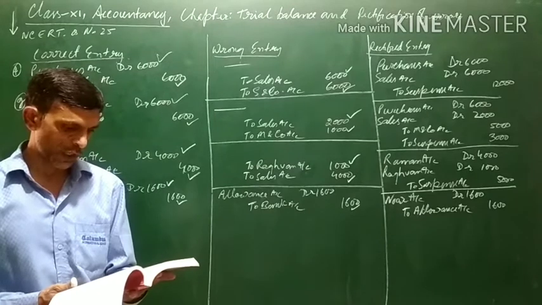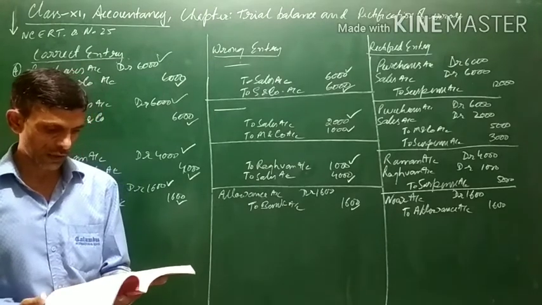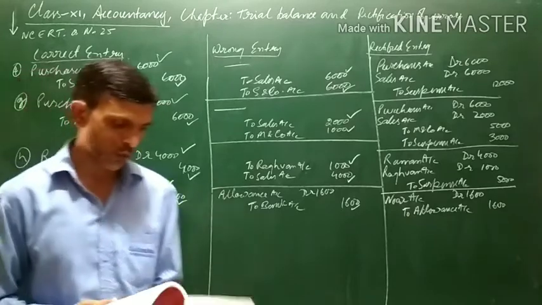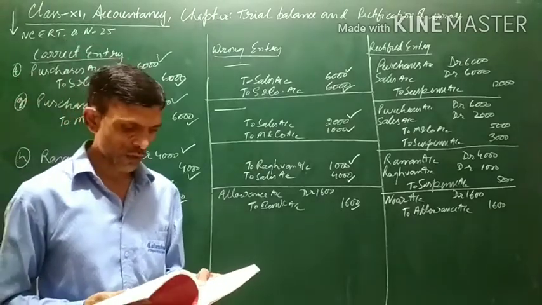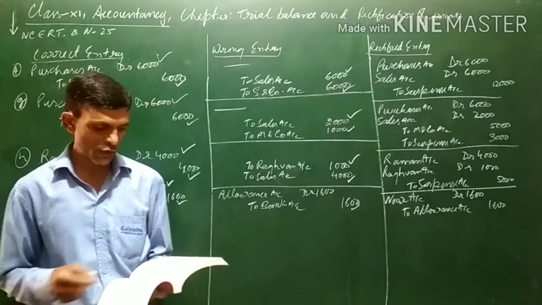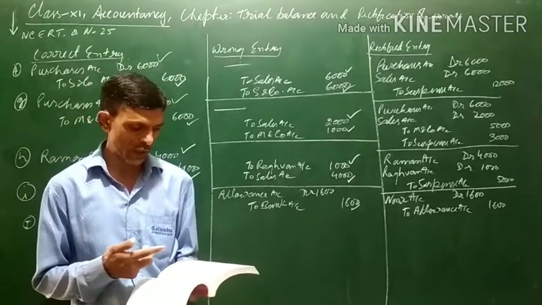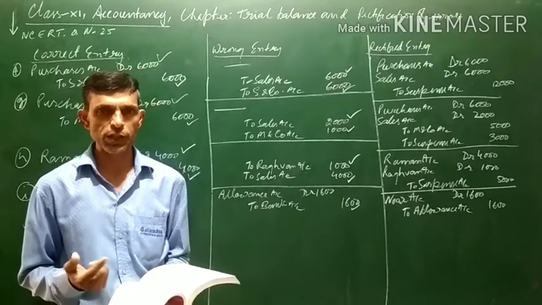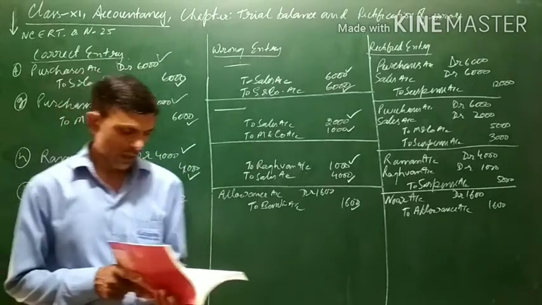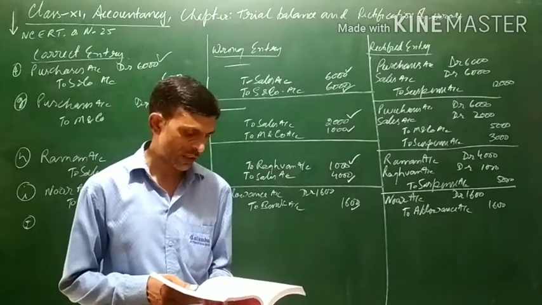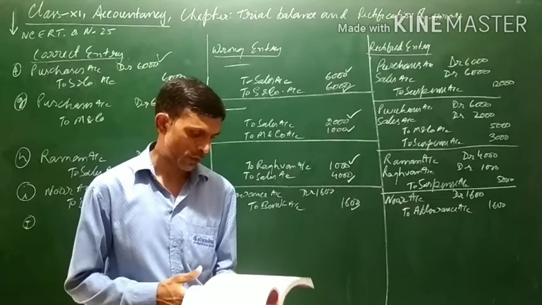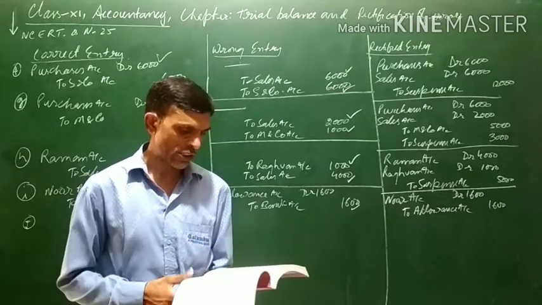Cash paid to Manu 5,000 against our acceptance was debited to Manu's account. Cash paid to Manu 5,000 against our acceptance. Against our acceptance here means that this is actually bills payable, which was given to Manu. Now the due date has arrived and we are paying this 5,000 to Manu for the bills payable.